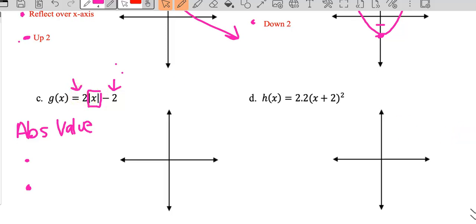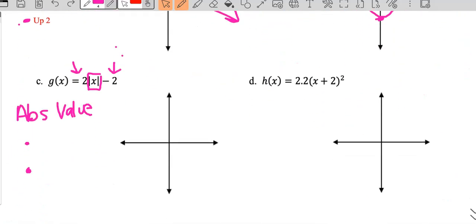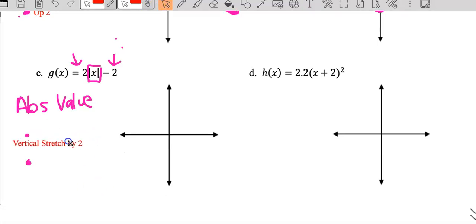This 2 in the front, if I go up to my notes: is that bigger than 1 or smaller than 1? It's bigger than 1, so that is a vertical stretch. So I'm going to type vertical stretch. Then if you want to be fancy, it is a vertical stretch by 2, because there was a 2 in the front. So visually, my absolute value is going to get smaller, or narrower.